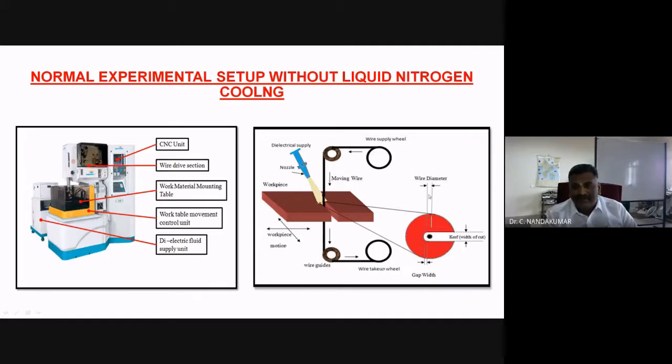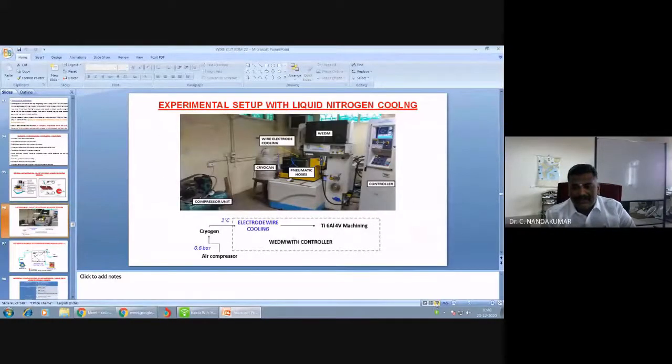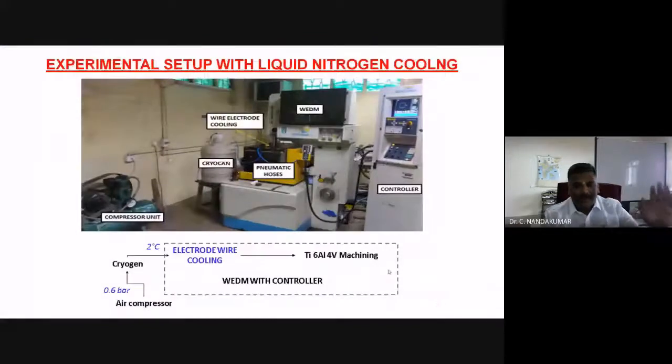Okay, this is the wire diameter and gap width. This is called the kerf width. This is the workpiece, and this is the motion of the workpiece. The dielectric fluid is supplied with the help of the nozzle. See, this is the setup we have in our lab, this is the original setup. We did the liquid nitrogen machining in our lab. We got the results. So in the forthcoming slides we will discuss this.